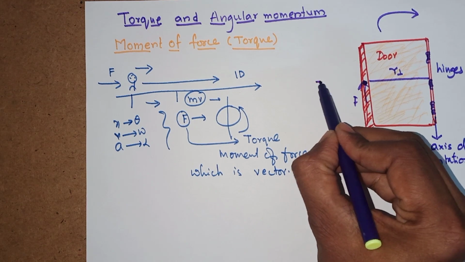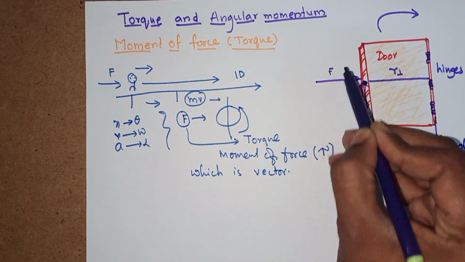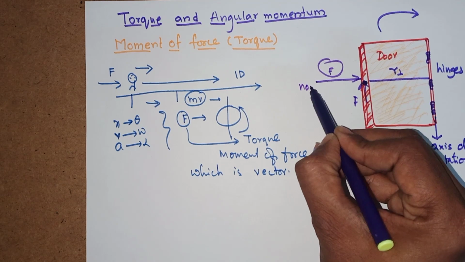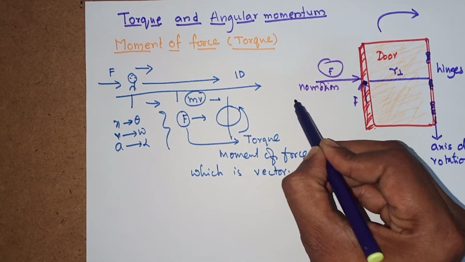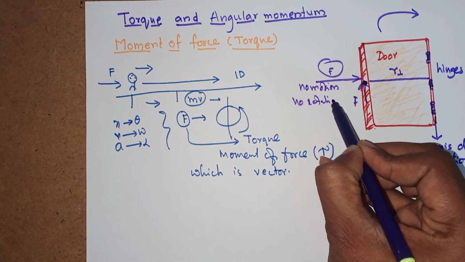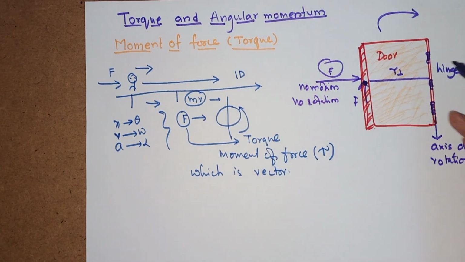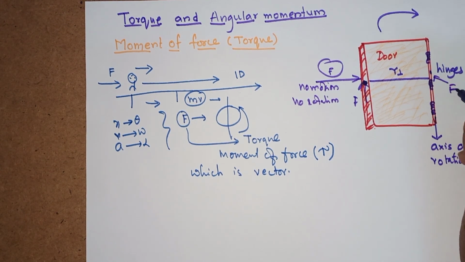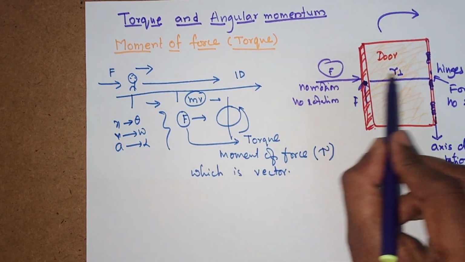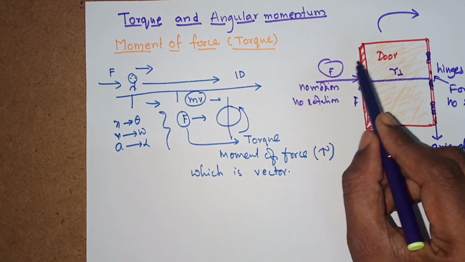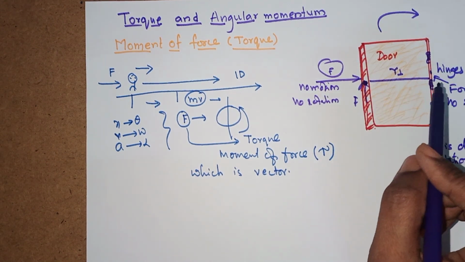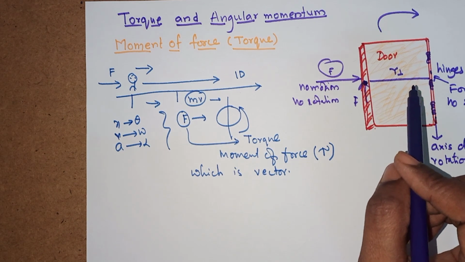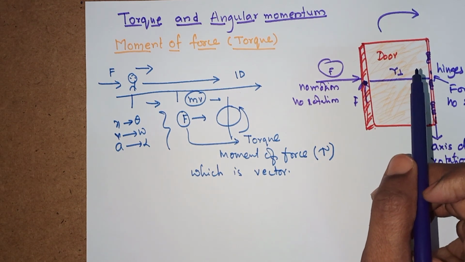Suppose you apply force here: no motion, no rotation. When you apply force at the hinges, no rotation. So when force is applied at a proper distance from the axis, the door can be rotated, closed or opened. This is a simple example where the moment of force or torque can be applied.